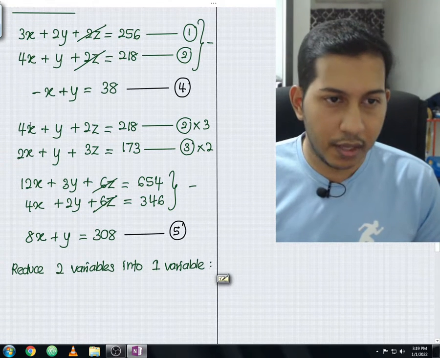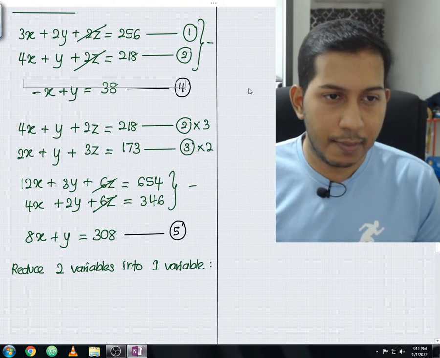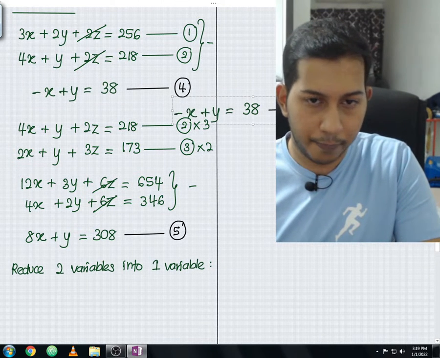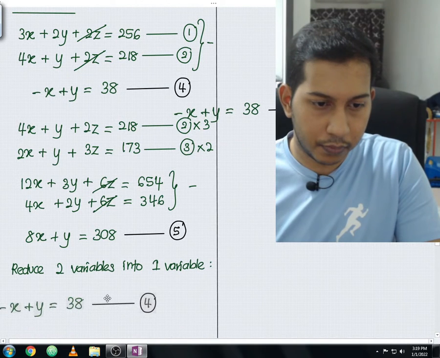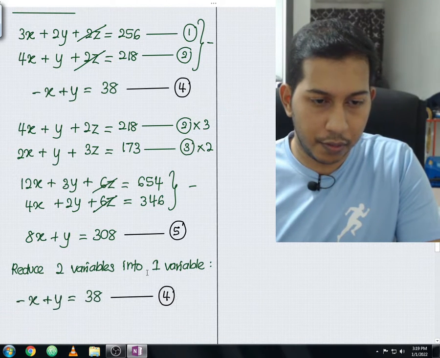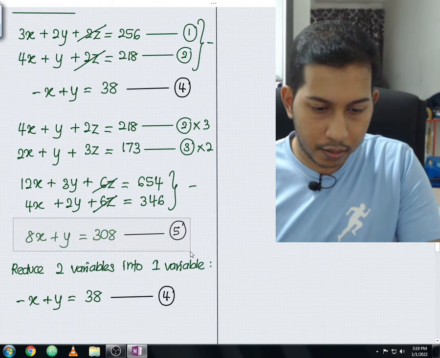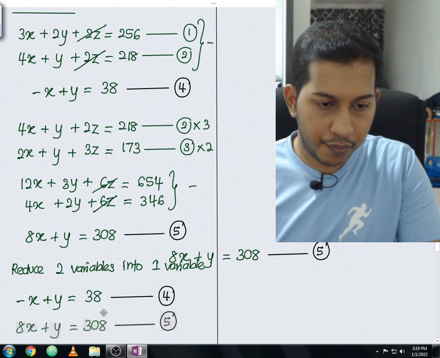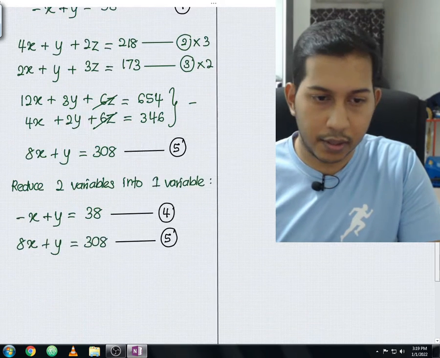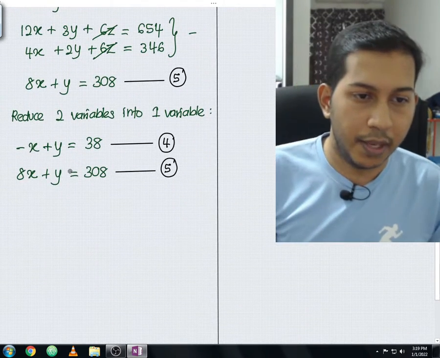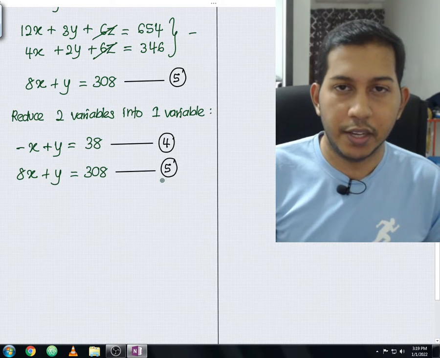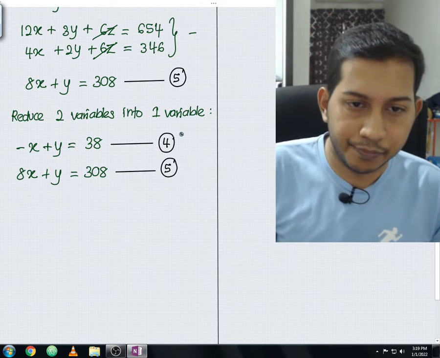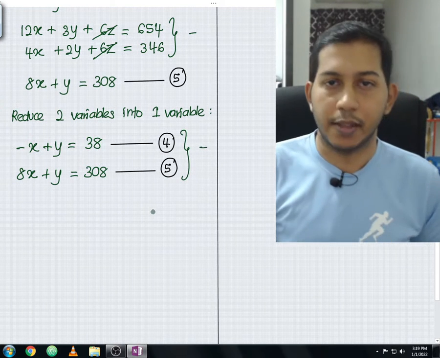Okay, so from here the equation 4 and equation 5, let me copy paste so that it will be useful in our working here. Equation 4 and equation 5. Let me scroll this down. So equation 4 and equation 5, we can minus them together since we are eliminating the y variable.